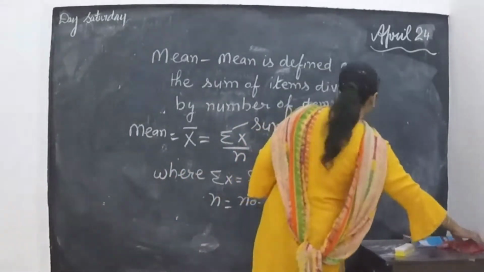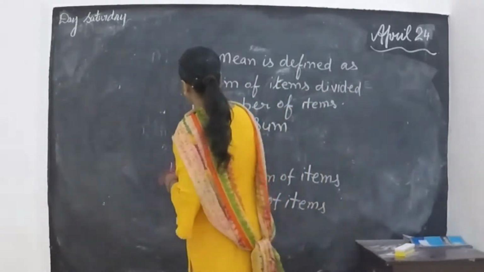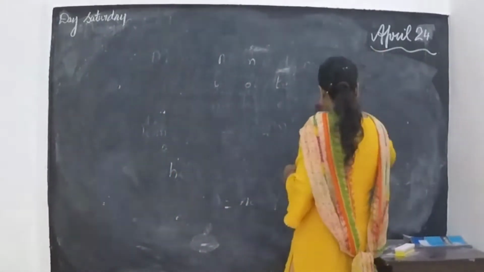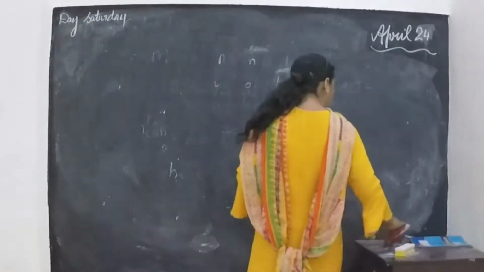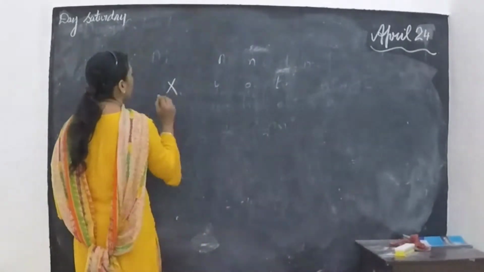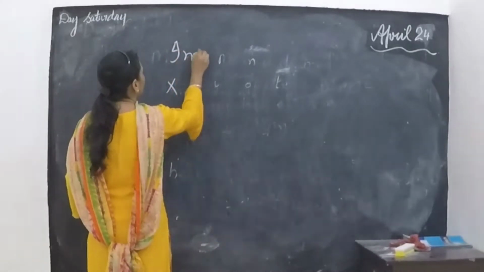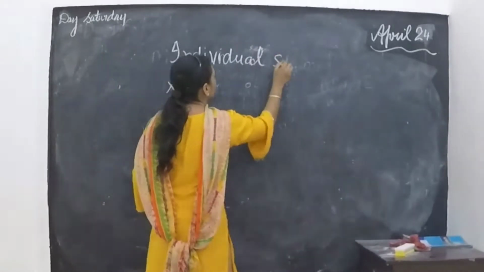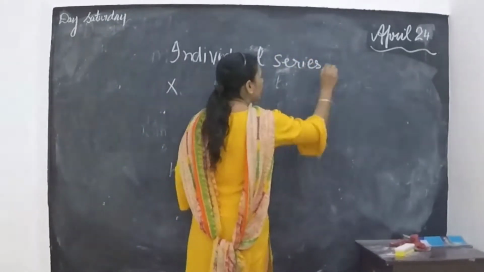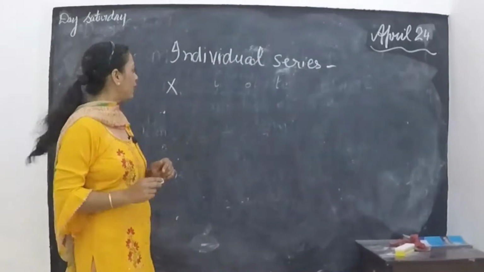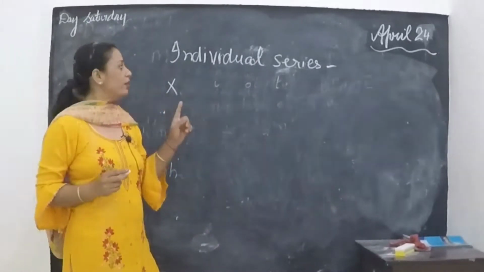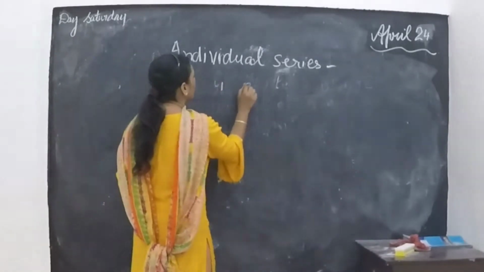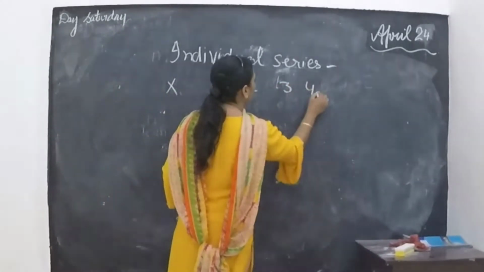In case of individual series, an individual series is that series where there is only one variable, and here the variable is x. For example, this is an individual series. Individual series is that series that has only one variable. Here the variable is x and the values of x are 1, 2, 3, 4 and 5.